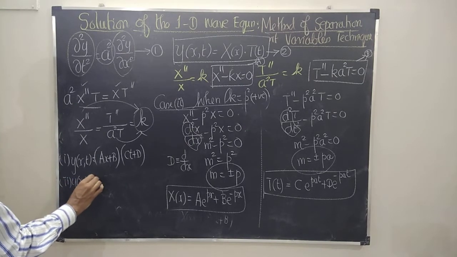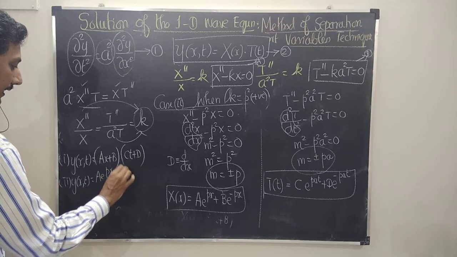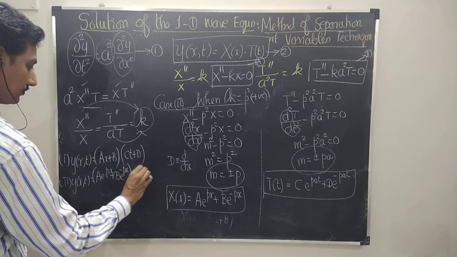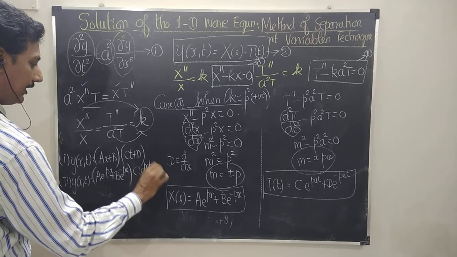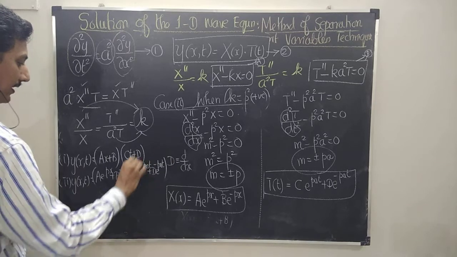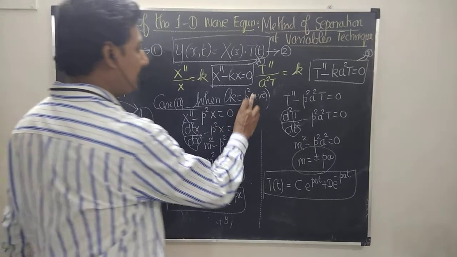Y of x comma t is equal to (A e^{px} + B e^{-px})(C e^{pat} + D e^{-pat}) when K is positive. Now, suppose K is negative, what we will do?